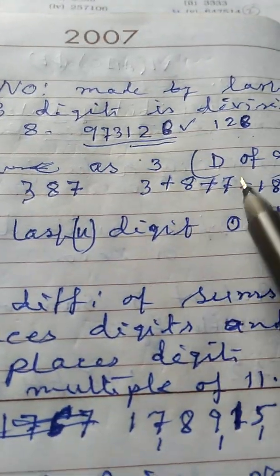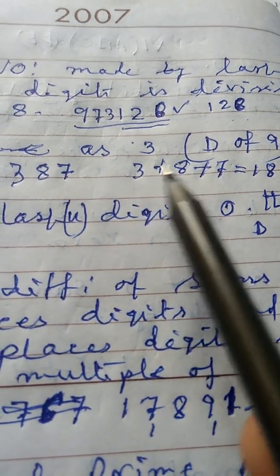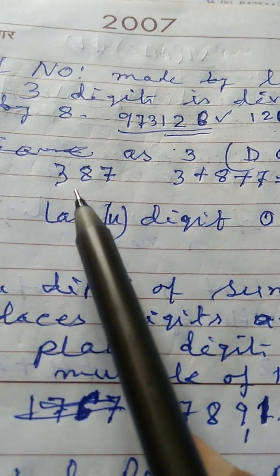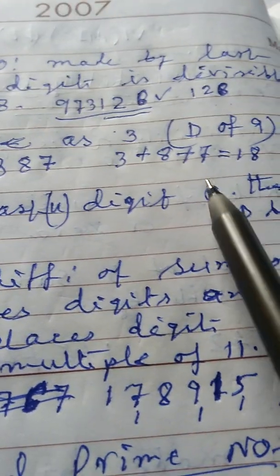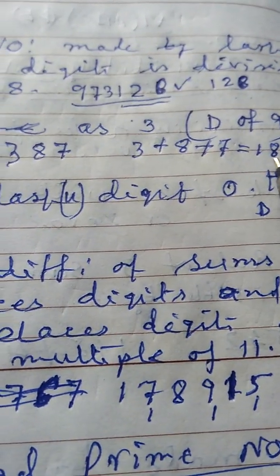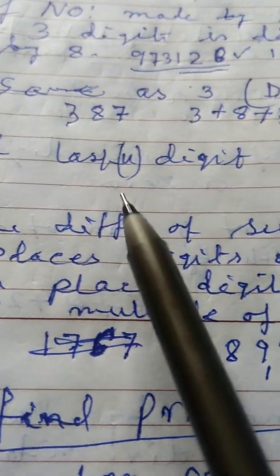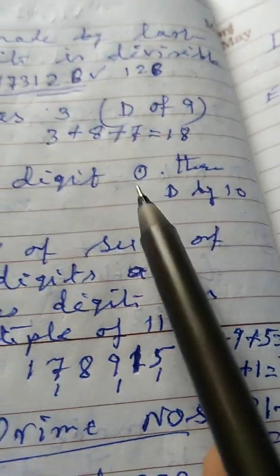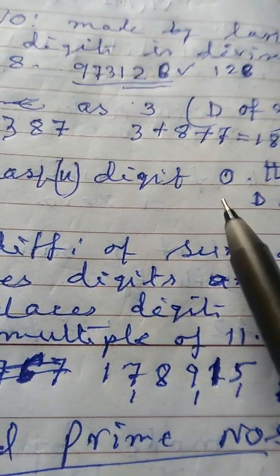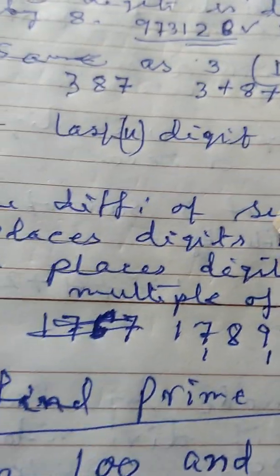Divisibility rule of 9 is the same as 3. Suppose one example, 387. 3 plus 8 plus 7 is 18, which is divisible by 9. Therefore, the given number 387 is divisible by 9. Now, the divisibility rule of 10. If in the given number the unit digit is 0, then it is divisible by 10.